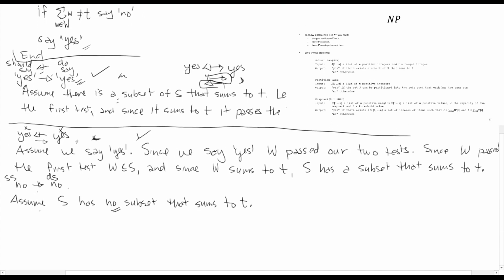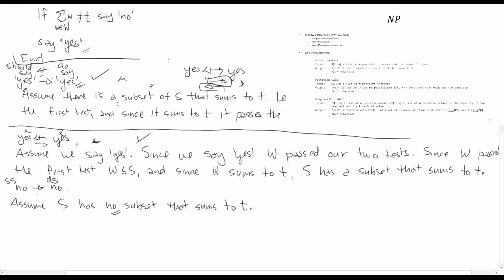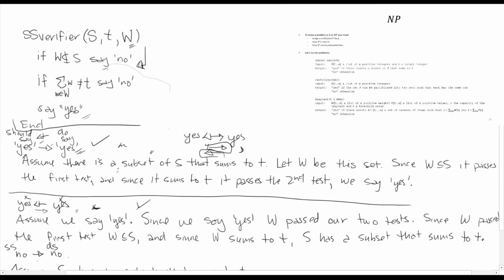So to set this up, we said assume S has no subset that sums to T. Now remember, in this branch, we have to make sure that none of our W's are going to lead to saying yes. So every W has to be rejected. We have to say no in one of our two tests. So we can't assume which W we had like we did up above in this proof here. Instead, what we have to do is make sure our proof applies to any W, but we know that if we don't get a W that is a subset of S, we reject it in this first one.